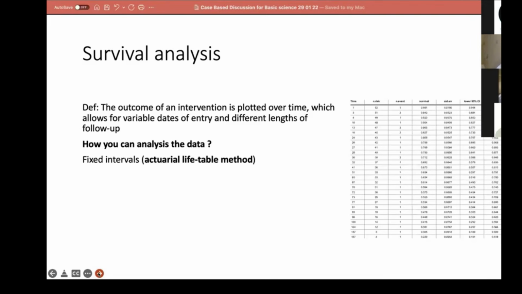There is the actuarial life table, which you mentioned here, and time of failure. That gives you the definition. So instead of saying actuarial life table method, I will say the definition is fixed intervals and times of failure. Fixed intervals represent the actuarial life table method. And there are times of failure, which is Kaplan-Meier.